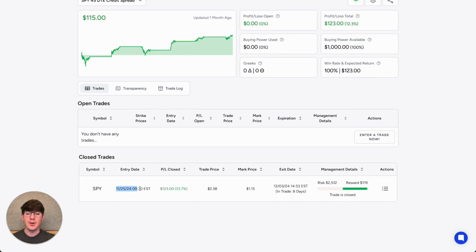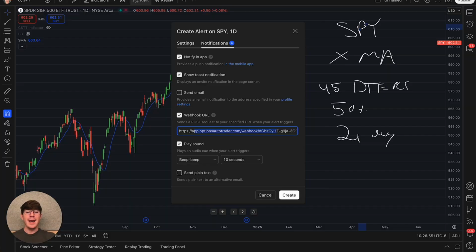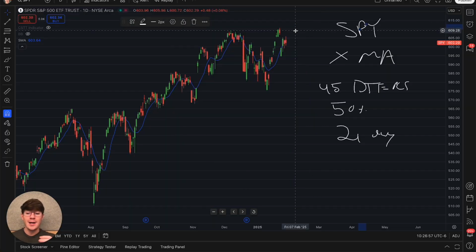You can see here, the trade went on, it got managed, and it closed at my 50% take profit, actually 51.7, did a bit better. And you can see the performance on it. And that's how great it is, because it'll even manage it for me. And so that's how you automate your trading using a webhook.